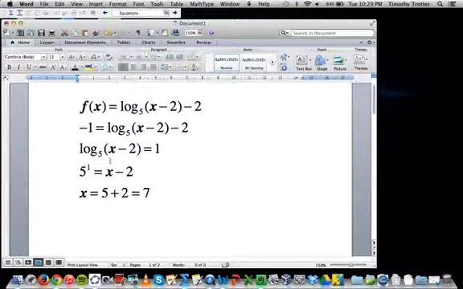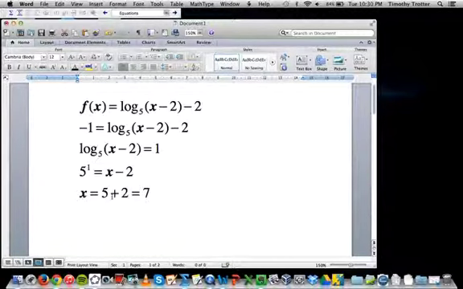Now I'll have to undo this log, and I'll have to remember how to read this. A log is an exponent. So the exponent of 5 that gives us x minus 2 is 1. So 1 is the exponent of 5 that gives us x minus 2. We can rewrite this equation to look like this instead. These are exactly the same, two different representations of the same thing. Now it becomes easy. 5 to the 1 power, and we get x is equal to 7.